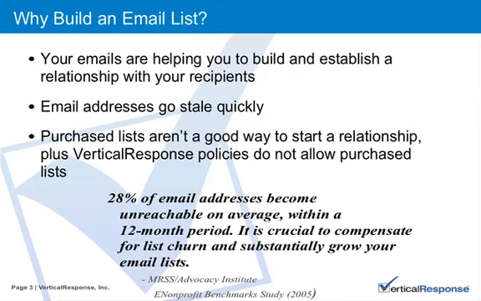Also, using purchased lists goes against Vertical Response's policies. We don't allow any kind of purchased, rented, or harvested addresses to be mailed through us. So you want to make sure that the list that you're using is one of people who have opted in to receive emails from your company. And then there's a little stat at the bottom of this slide. 28% of email addresses become unreachable on average within a 12-month period. So like I said, within a year, your email addresses can go bad if you haven't been mailing to them.